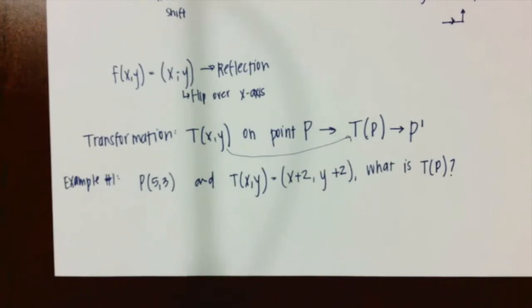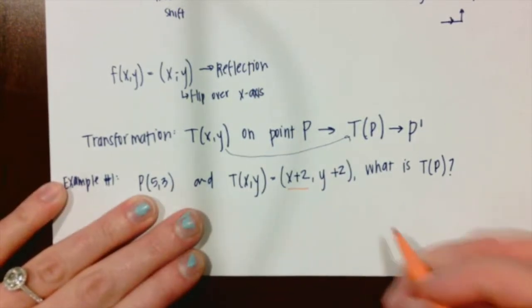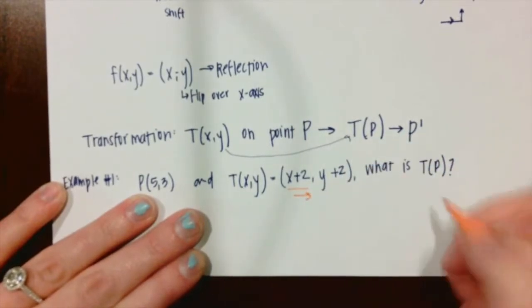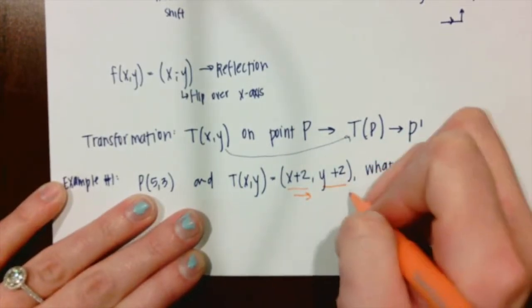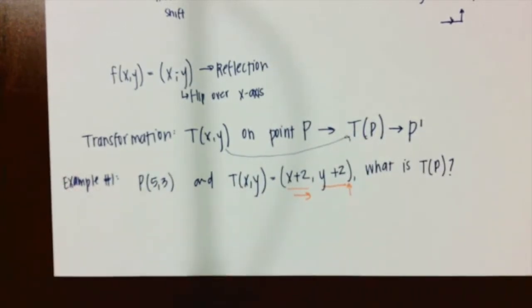So let's look for a second at that translation that we've got going on here. I'm told that we're going to do x plus 2, so I'm going to have a horizontal shift that's going to take me right, and then I'm told y plus 2. We're going to have a vertical shift that's going to take us up.